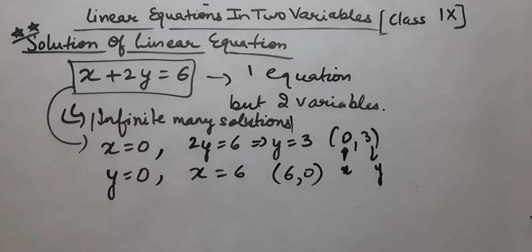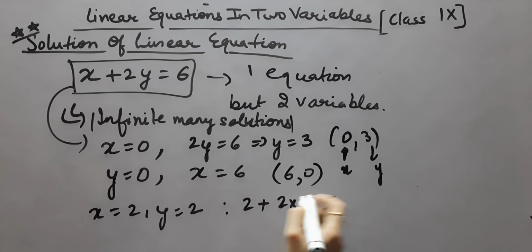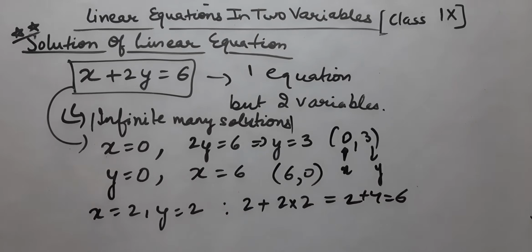So 2 multiplied by 2. What will be the answer? 2 plus 4, that is 6. Okay, so this is satisfying the equation. So another solution will be 2 comma 2. This is also one of the solutions. So this is the inspection method.